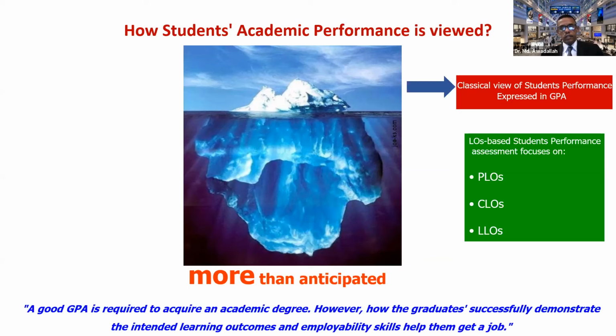This is the famous statement I provide here. Usually a good GPA is required to acquire an academic degree. But how the graduates attain the attributes as well as the learning outcome will help them to get the job. So that means this is about employability skills. Now the system is focusing on learning outcome assessment, and the employer wants to know what the graduates are able to produce as output, which matches their job requirements.